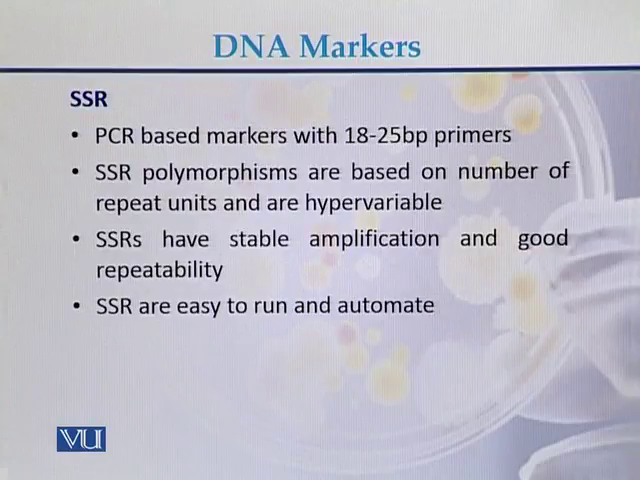The third type of the DNA markers is called SSR. SSR is a PCR based marker with 18 to 25 base pair primers. SSR polymorphisms are based on the number of repeat units. They are repeated DNA. They can be in the form of dinucleotide, trinucleotide, or tetranucleotide, and so on. And they are usually hypervariable DNA. SSR have stable amplification and good repeatability. SSR are easy to run and automate.